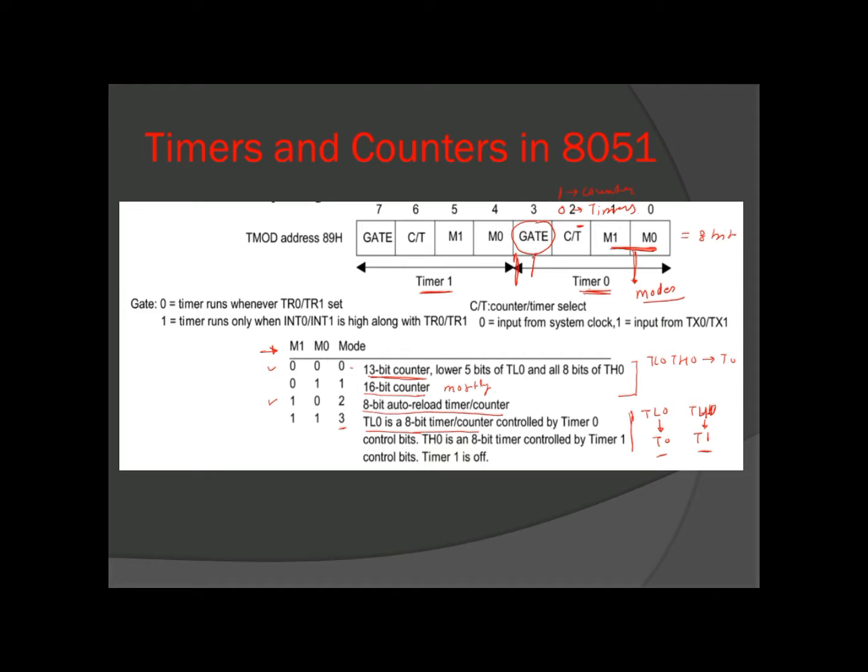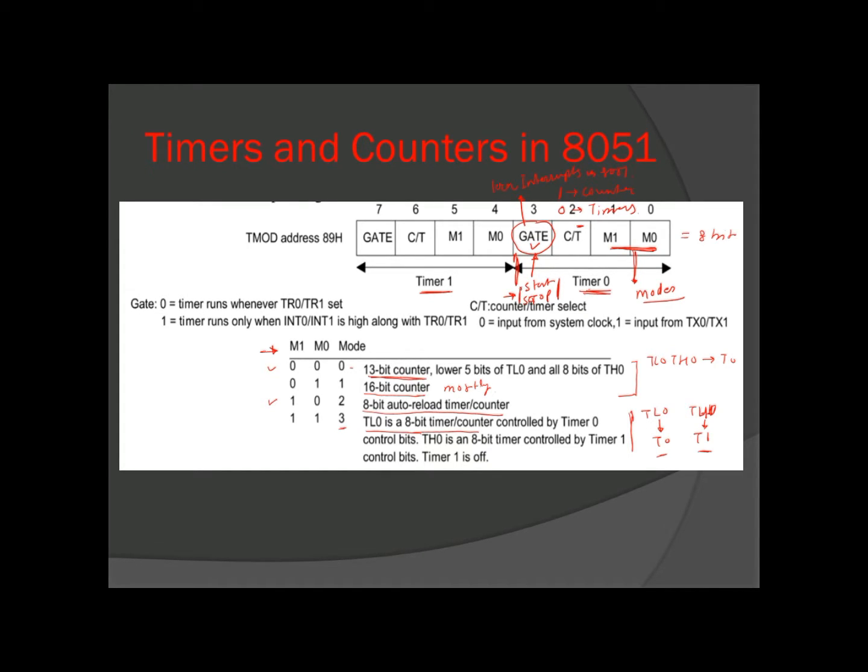The next bit is the gate bit. Now the gate bit decides whether to start or stop the timers using an external source. This is used when we learn about interrupts in 8051. This is mostly used when we want to set the timer on and off using external sources.